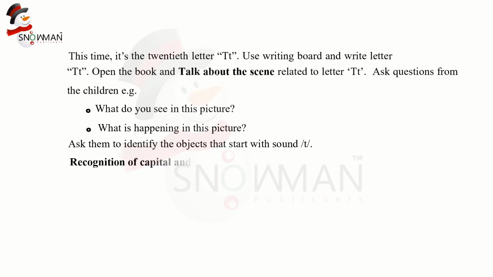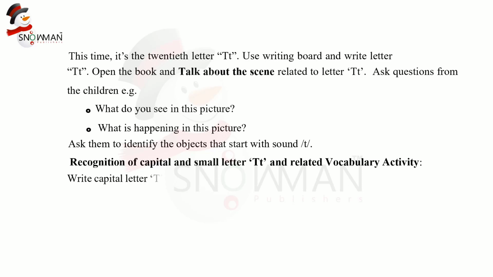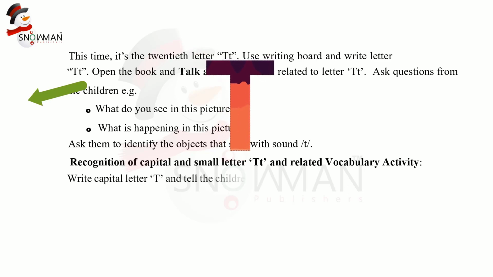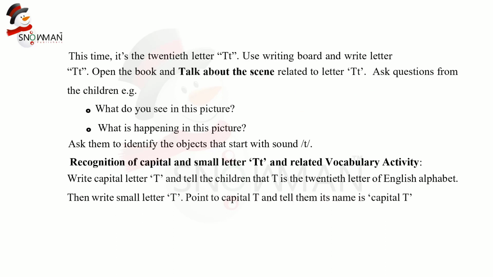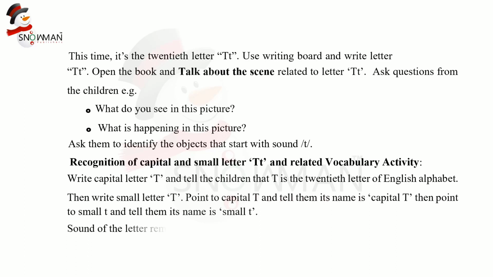Recognition of capital and small letter T and related vocabulary activity. Write capital letter T and tell the children that T is the 20th letter of the English alphabet. Then write small letter t, point to capital T and tell them that its name is capital T. Then point to small t and tell them that its name is small t. The sound of the letter remains the same, whether it is capital or small.